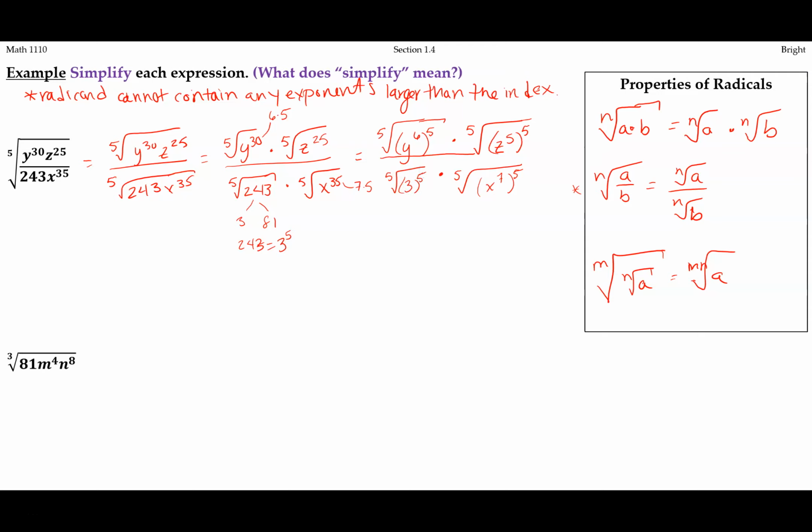Now, I wrote my work like this because remember that when we're dealing with even or odd roots, all I need to worry about is the quantity underneath. I don't need to worry about absolute values. But also, this form has the added advantage that the exponent and radical are going to cancel each other out in each case.